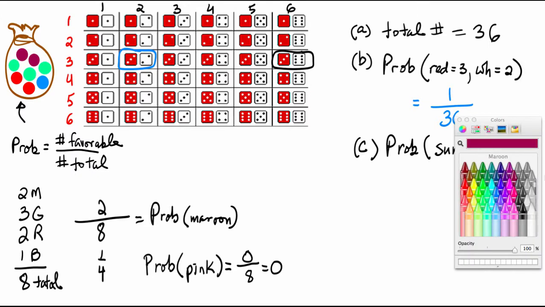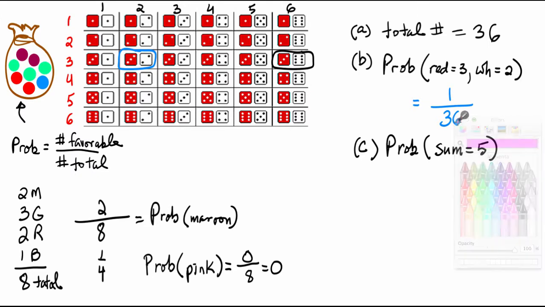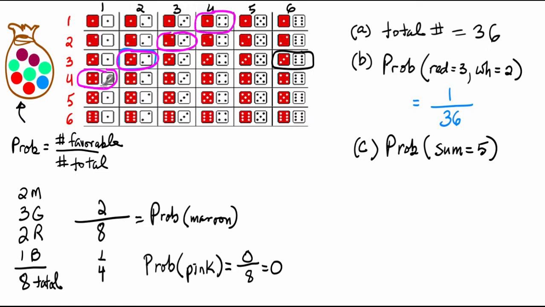Now let's go and in magenta put a marking on each and every result that has a sum of 5. Well, 5 could be a 4 and a 1. In that earlier blue circled example, that's a 3 and a 2. Could be a 2 on the red and a 3 on the white, and possibly a 1 on the red and a 4 on the white.